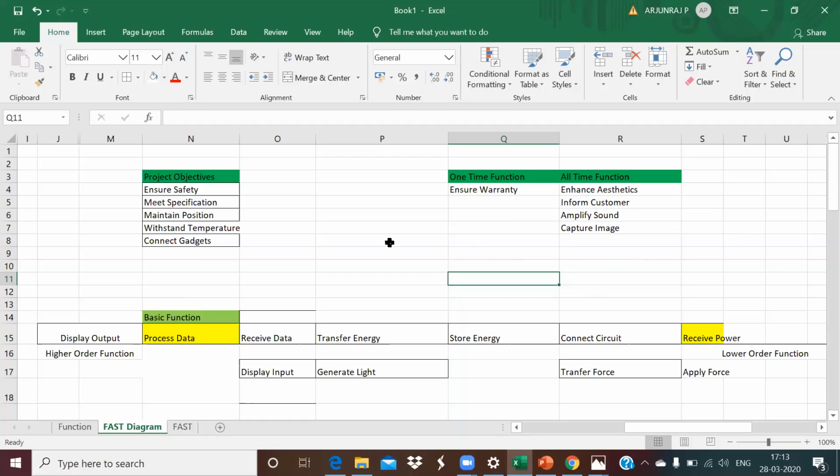It's not only the supportive function, it will be all-time function, wherein the resource allocation will be much lesser. So the company will spend less money for capturing image and amplifying sound, and they will not invest money to inform customers sometimes. Enhance aesthetics, to some extent they will invest, but it is up to the team whether they want to put it in project objective, where they need to give more focus or more allocation of resource, or put it in all-time function. It is up to the cross-functional team. So that is why you said that there is no right or wrong with the cost diagram. Exactly, sir. So it is always debatable. Yes, sir, it's an open debate.